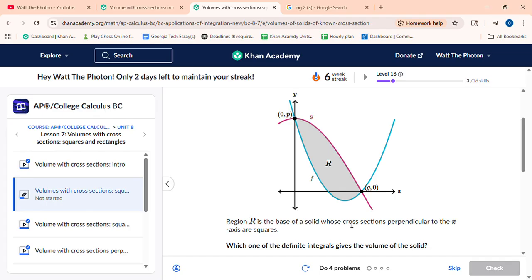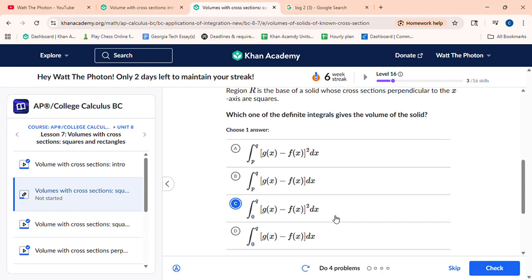Or the base of the solid whose cross sections perpendicular to the x-axis are squares. So we're going to have g of x, x-axis, minus f of x, from 0 to q, squared, from 0 to q.